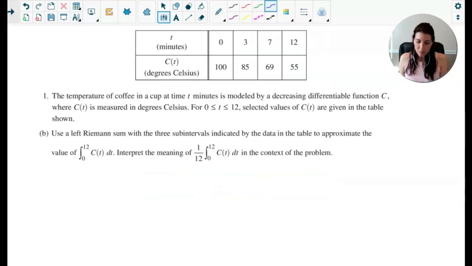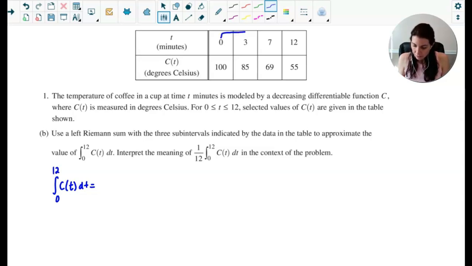Moving along to part B of number 1, it says to use a left Riemann sum with the 3 intervals indicated by the data in the table to approximate the value of the integral from 0 to 12 of c of t dt. And then we'll go ahead and interpret the meaning of that other integral next. So first, let's approximate the integral from 0 to 12 of c of t dt.